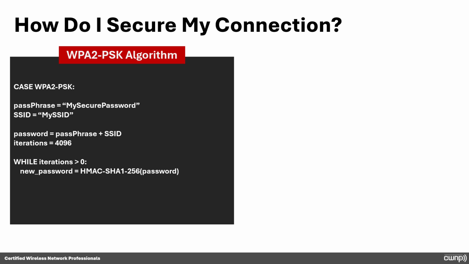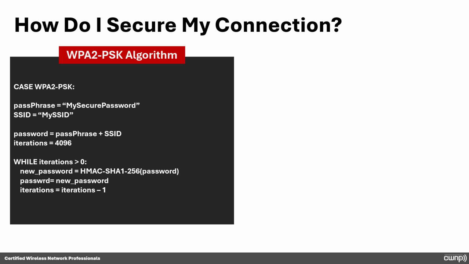So we're taking that password, which remember was my secure password, my SSID, the combination of passphrase and SSID. We're going to take that and hash it using the HMAC SHA-1 algorithm, and have that output a 256-bit value and store that in new_password. Then we just set password equal to new_password, and we decrement our iterations variable. So what was 4096 is now 4095.